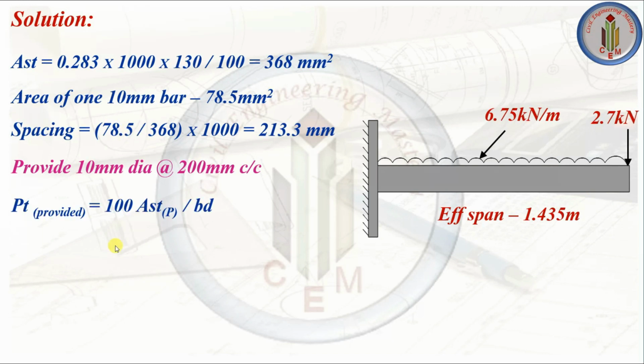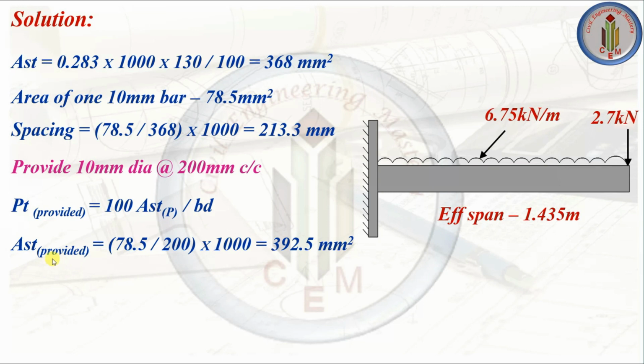So now we know the spacing and dia of bar. From this we need to calculate the Pt provided, the percentage provided, that is 100 Ast provided divided by bd. So Ast provided we need to calculate. We know Ast required is 360 mm square. Whatever reinforcement we have provided, from that we need to calculate the area of steel provided. So 78.5 is the area of one bar divided by the spacing we have provided, 200 mm, multiplied by 1000, we get 392.5 mm square.